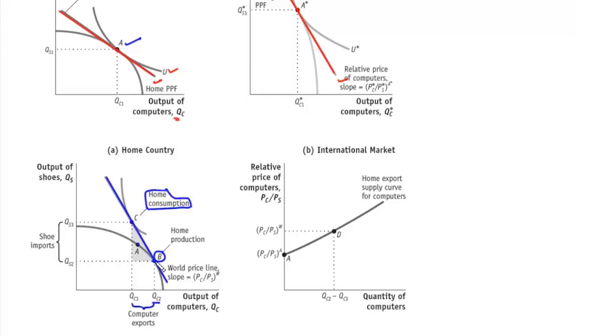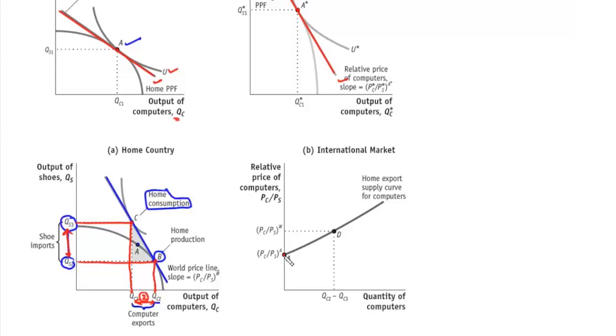Now for shoes, production of shoes is at QS2, whereas consumption is at QS3. So this difference will give us the amount of shoes that this country will be importing. So in case of international trade, the equilibrium shifts to point B. It will give us our production of computers and shoes, whereas from the indifference curve, we can work out home demand. The difference between demand and production will give us exports and imports. So this home country is going to export this amount of computers and import this amount of shoes.